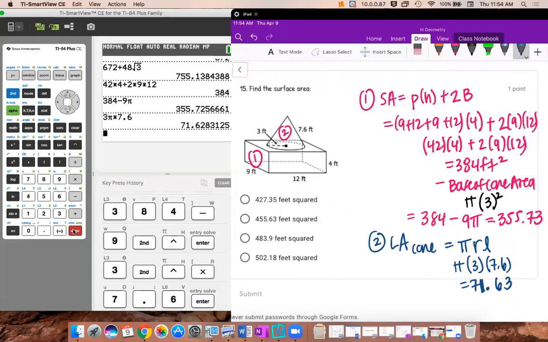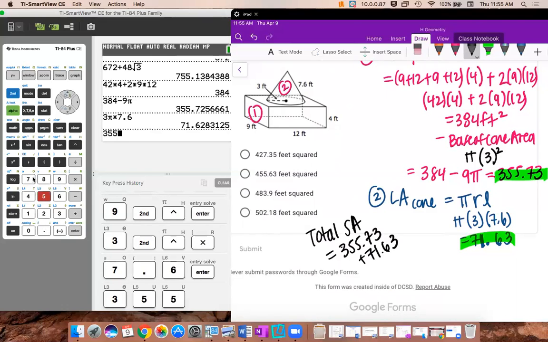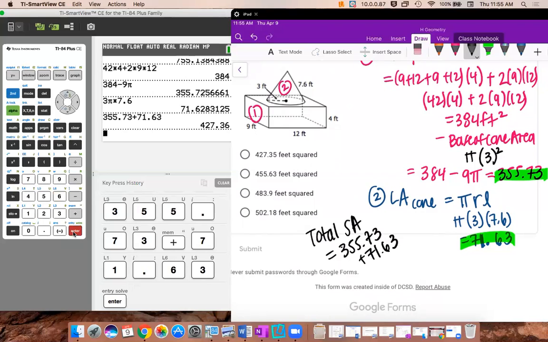Then if we want the total surface area, we're just going to take our 2 surface areas and add them together. So total surface area is going to equal 355.73 plus 71.63. So we've got 427.36, and it looks like we did a little more rounding. So this is going to be your answer right here. And the answer is in feet squared because we are working with surface area.